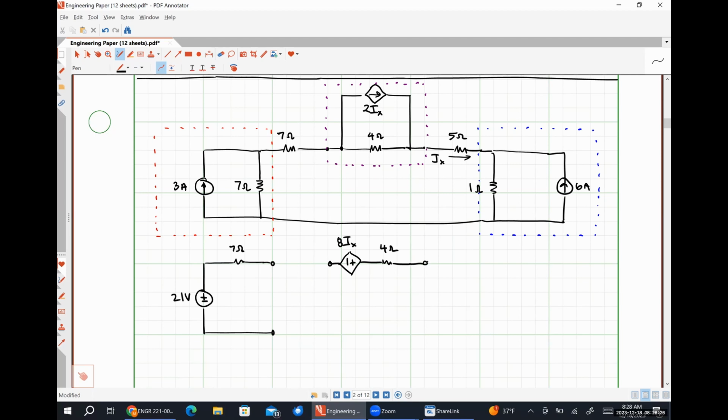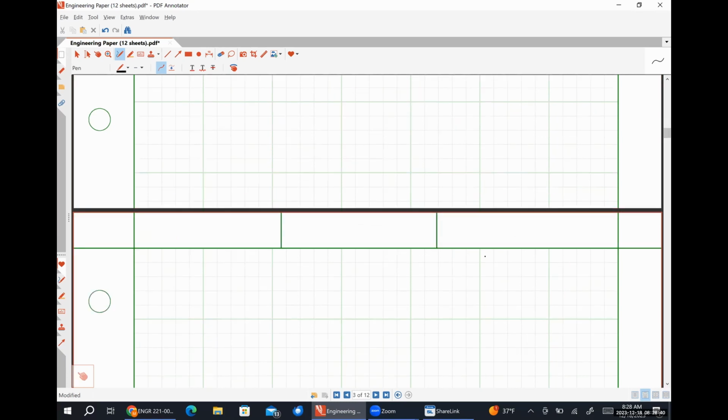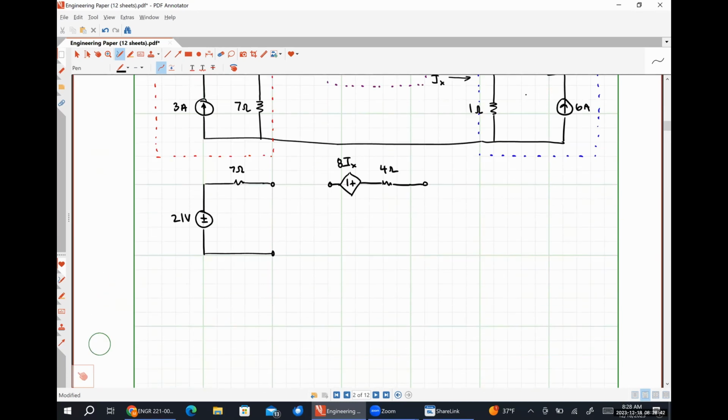And then lastly, we have my practical current source on the right. 6 amps in parallel with 1 ohm. What's that going to look like? 6 volts in series with 1 ohm. Positive polarity terminal of the voltage will be on top. Oops, not what I wanted to have happen.